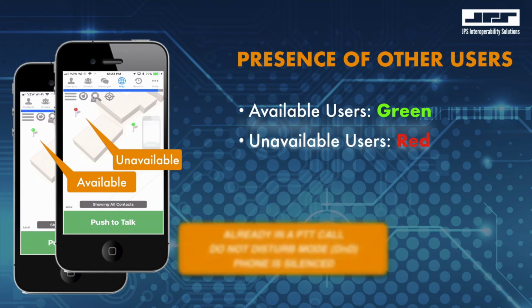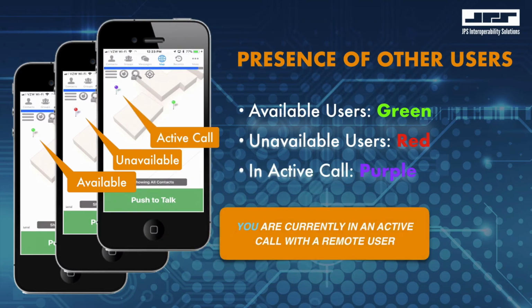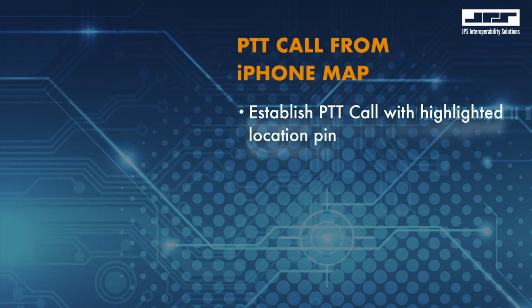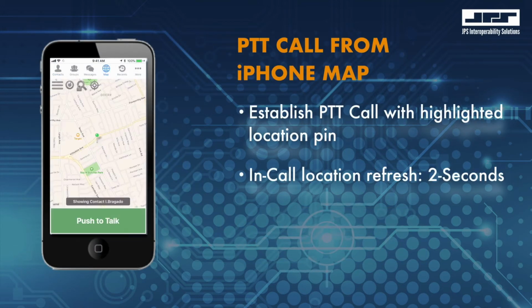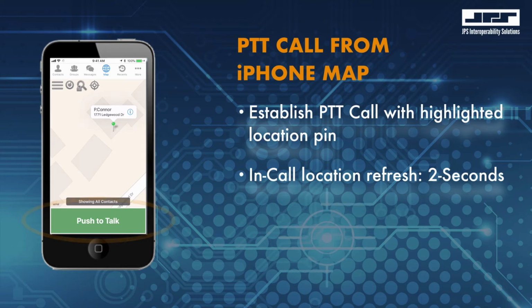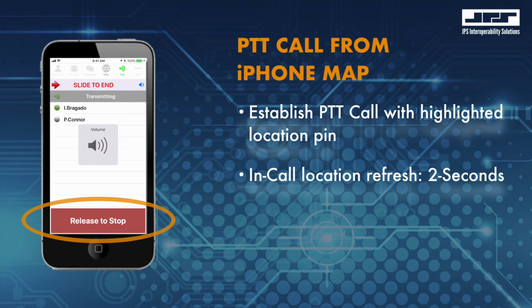And finally, the purple pin signifies that you and the other user is currently in an active PTT call. The location pin will turn purple when the remote user presses their PTT button. To establish a PTT call from your iPhone, tap directly on another user's location pin. You'll be able to identify the VIA user, and in many cases, the street address will be displayed. Once the user's name appears in the bubble, you can immediately press and hold the PTT button to establish the call with that specific user.